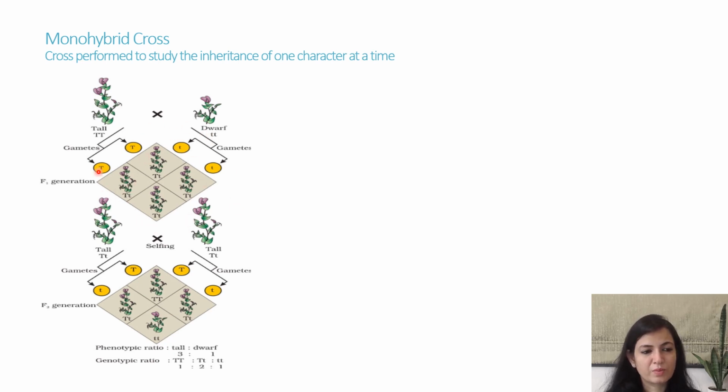All the plants which are obtained are heterozygous tall. Then the selfing is performed between the F1 hybrids, and the gamete formation takes place over here. And all the progenies which are obtained in F2 generation, the phenotypic ratio for that will be 3:1, and the genotypic ratio will be 1:2:1. So this was all about the monohybrid cross.